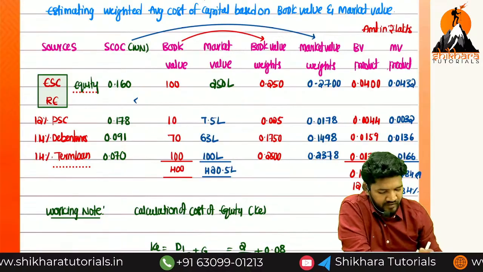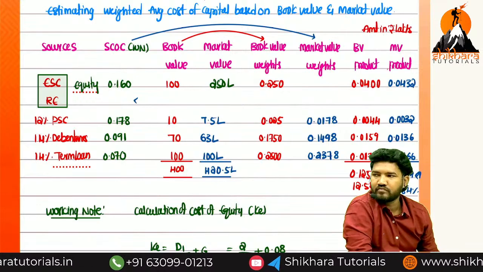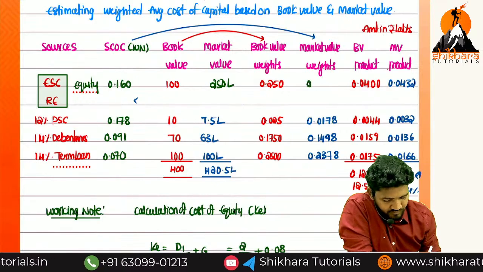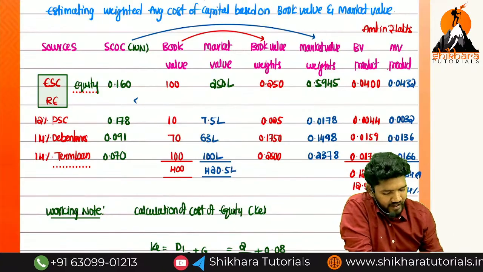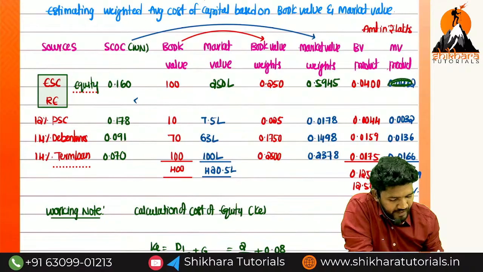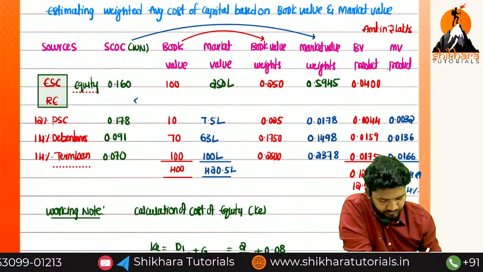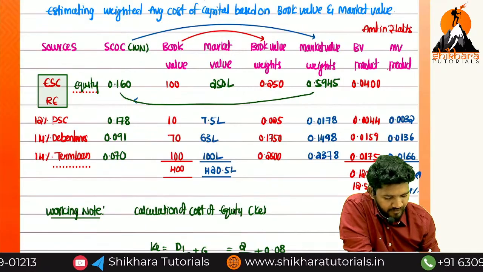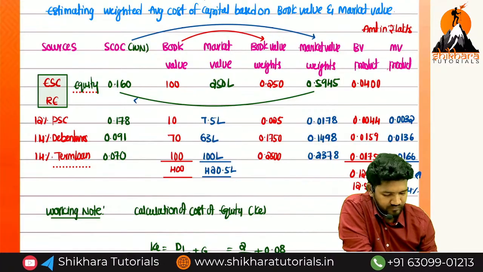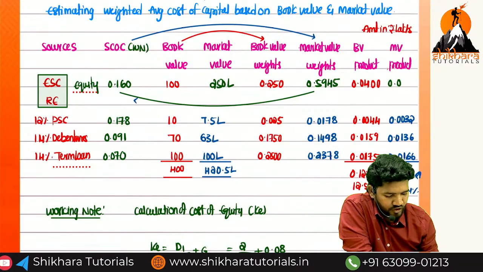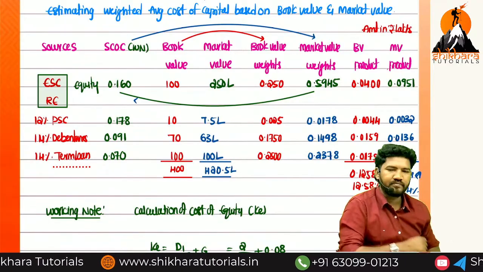250 lakhs. Now the weights also change. What about the weights? 0.5945. I also need not write two market value products. I can use only one market value product: 16% into 0.5945. How much? 0.095. Sum all this now.